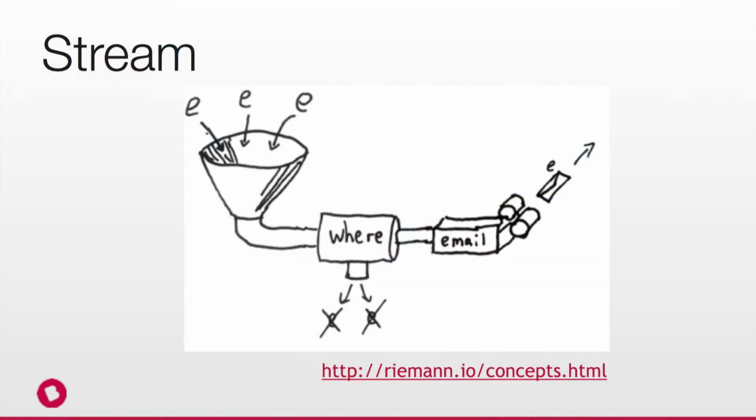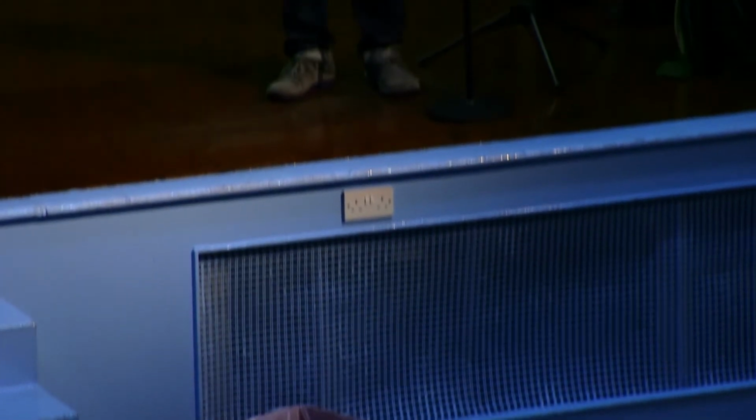All right, and that's a stream. Again, this is directly off their page. So all the E's on that illustration are events. They get stuck in, and then there are filters that are working on those. That where is a filter. It's dumping events that don't satisfy that condition, and it's generating an email once that condition is satisfied.